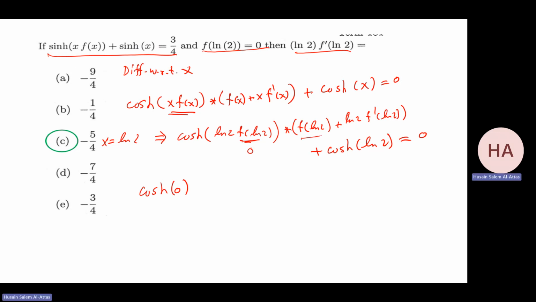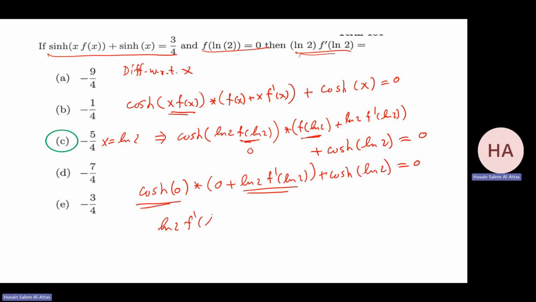Here f of ln 2 is 0 also, times 0, plus this thing, which I don't know what it is. Actually, this is what I'm looking for. Plus cosine hyperbolic of ln2 equals 0. This is 1, I know cosine hyperbolic of 0 is 1, times this, so I have ln2 f prime of ln2 will be minus cosine hyperbolic of ln2.